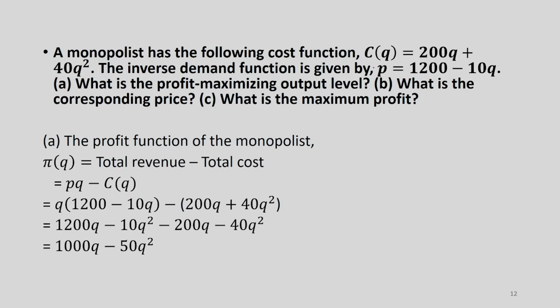Okay. Now we come to a different topic, which is, suppose you have a monopoly market, then what happens to profit maximization? A monopolist has the following cost function: C(Q) is equal to 200Q plus 40Q square. The inverse demand function is given, P is equal to 1200 minus 10Q. First question, what is the profit maximizing output level? Second question, what is the corresponding price? And third, what is the maximum profit?